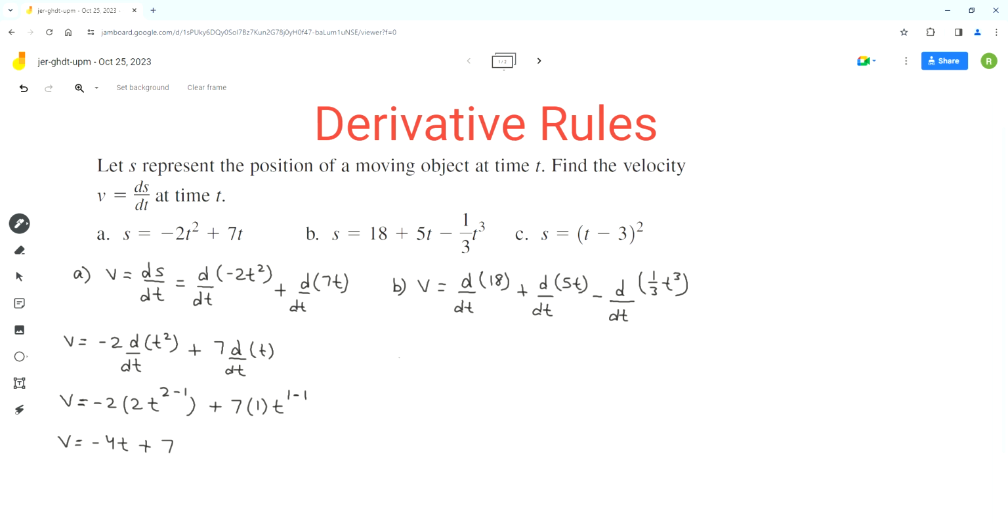Now we have to find the derivative of each of these terms. The first term is a constant, 18 is a constant, so that's why the derivative of this term is 0. Now for the second term, we'll start by using the constant product rule. So we'll move the coefficient 5 to the front, and we are left with just the derivative of t. And now in the third term, the coefficient is 1 over 3, so we'll move it to the front of the term. So we get the derivative of t cubed.